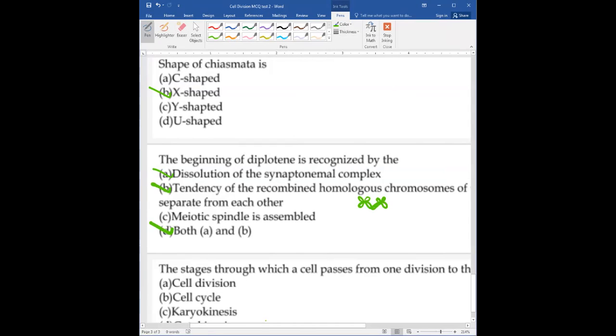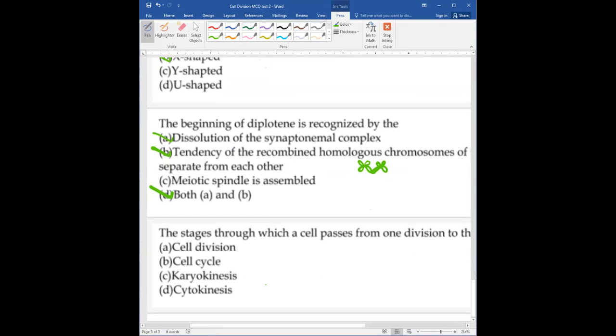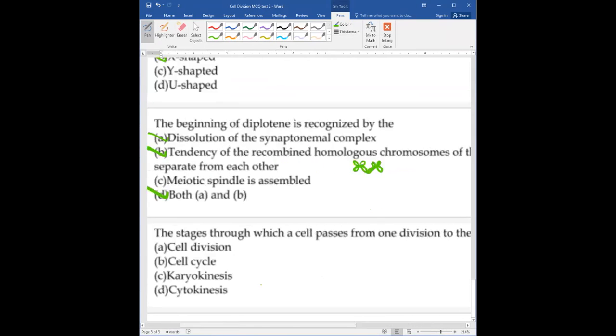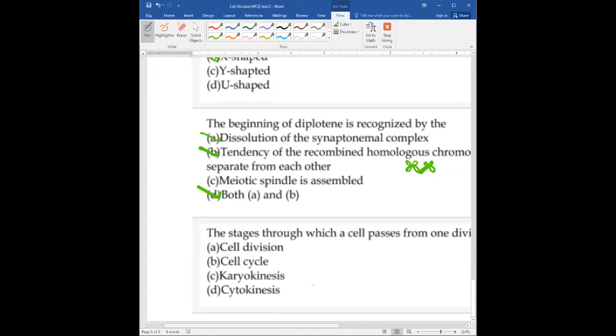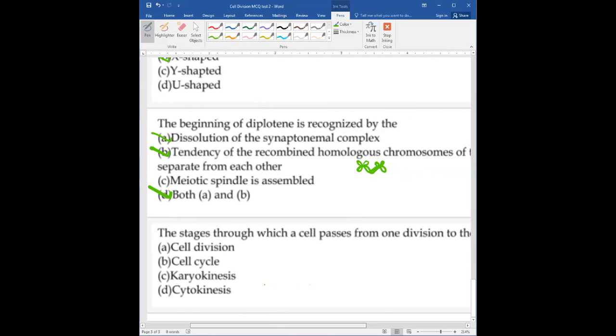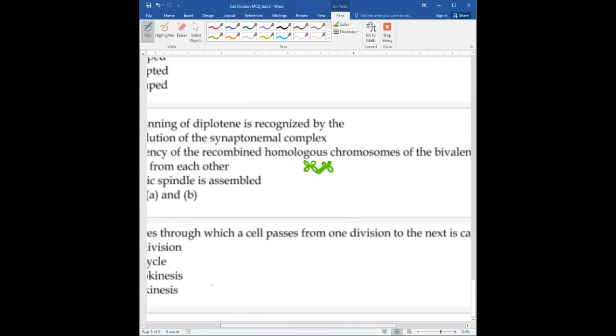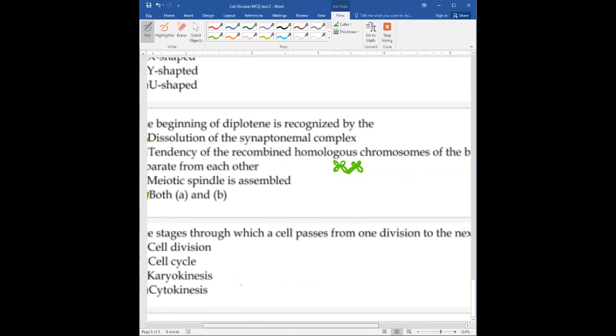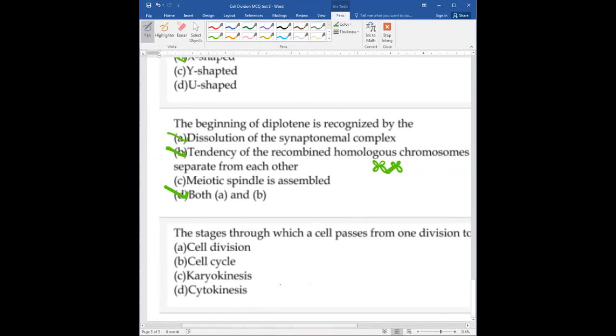Okay. So next one, the stages through which a cell passes from one division to the next division. It is called as, yes, guys, just think about this. The stages through which a cell passes from one division to the next division is called, it is nothing but the sequence of events associated with the life of a dividing cell. What is this? This is nothing but the cell cycle. Okay, everybody getting this? Fine?